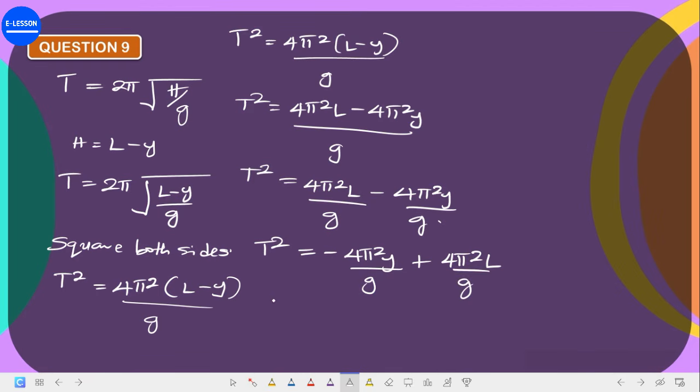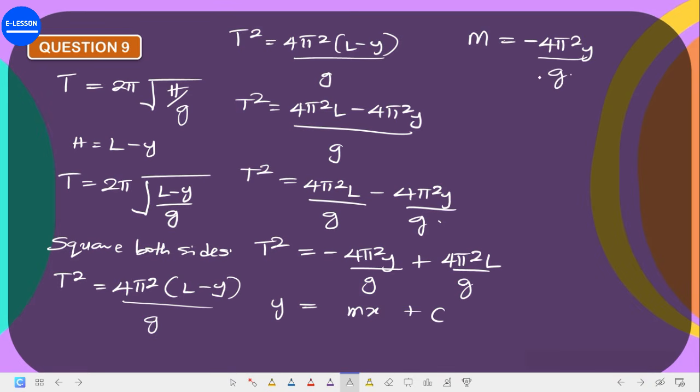Now you compare with the equation of a straight line, which is y equals mx plus c. So at the end of the day, since y is on the x-axis, our slope m will be anything close to y. So in this case, we can say that our m is equal to what is close to y in this first equation: minus 4 pi square y divided by g.